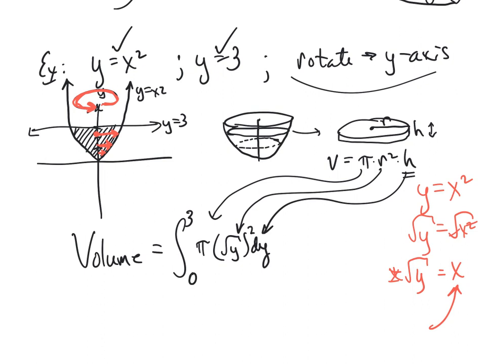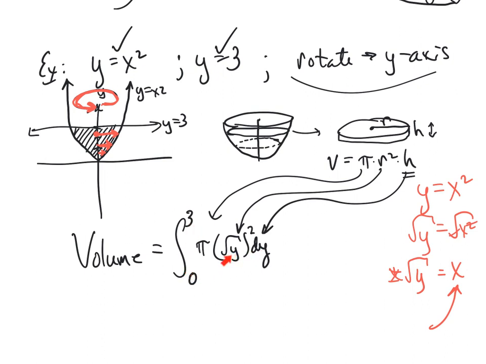All right? And so what we've ended up with at the end is an integral where the lower limit of integration is in terms of y from the y-axis. The upper limit of integration is from the y-axis. The radius is in terms of y. And the differential is in terms of y. All of those always have to match up.